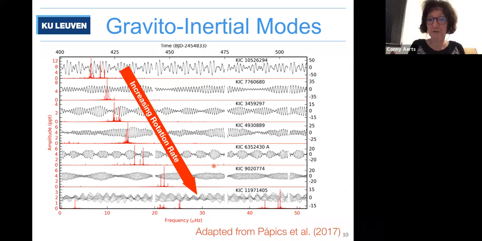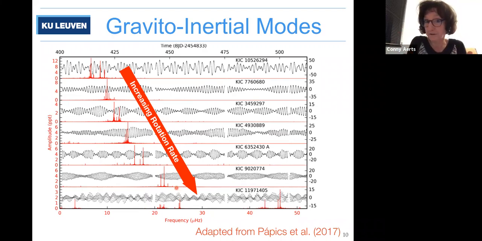These are gravito-inertial modes. And here, the position of the Fourier transforms and the character of the peaks in the Fourier transform tell me that this star is a very slow rotator. And as I go down, the stars have faster and faster rotation. Rotation in the position where the gravito-inertial modes have their strongest probing power, and that's adjacent to the core, the convective core.